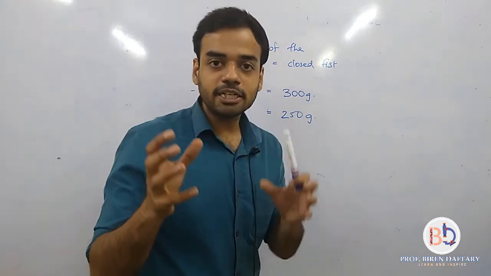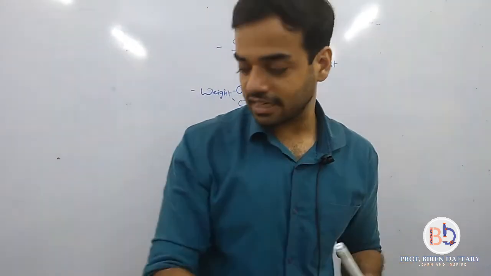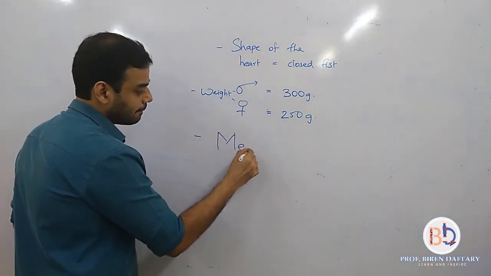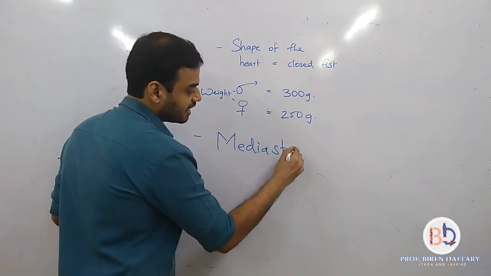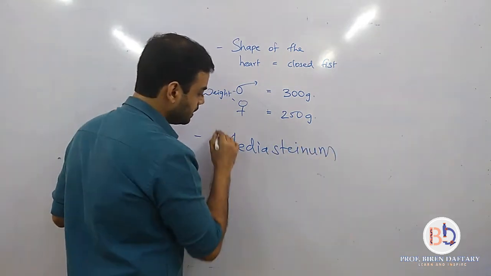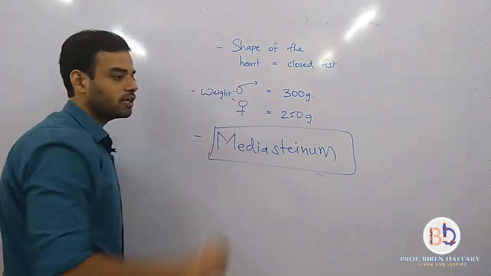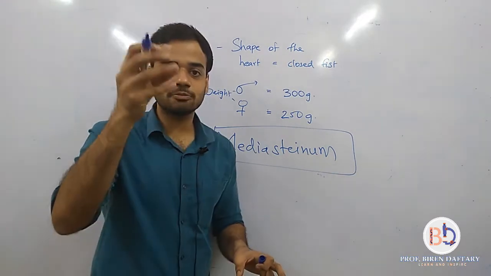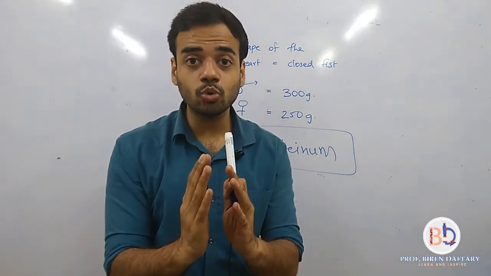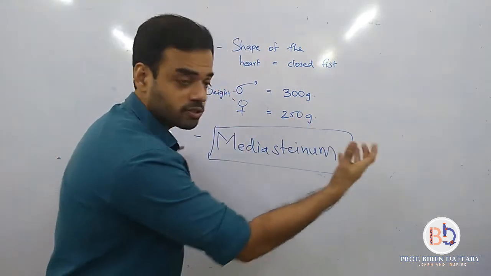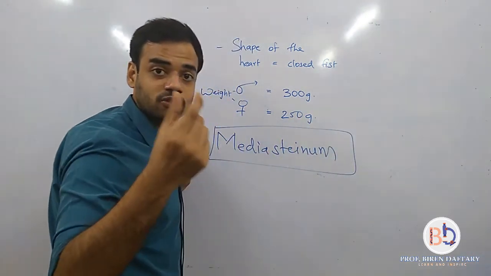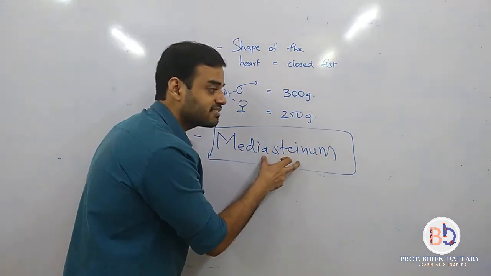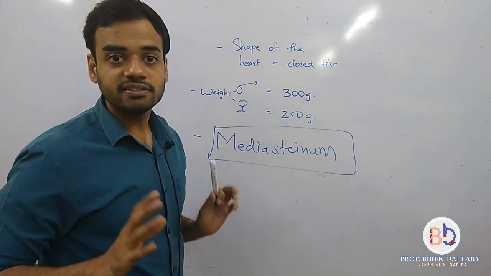So the space between your two lungs where the heart is present is called the mediastinum. Please remember this word, very important, especially for students giving NEET. Mediastinum is the space present between the two lungs. You have the two lobes of the lungs, the left lung and the right lung. The space present between them is called the mediastinum, and inside this mediastinum the heart is present. Is this clear?